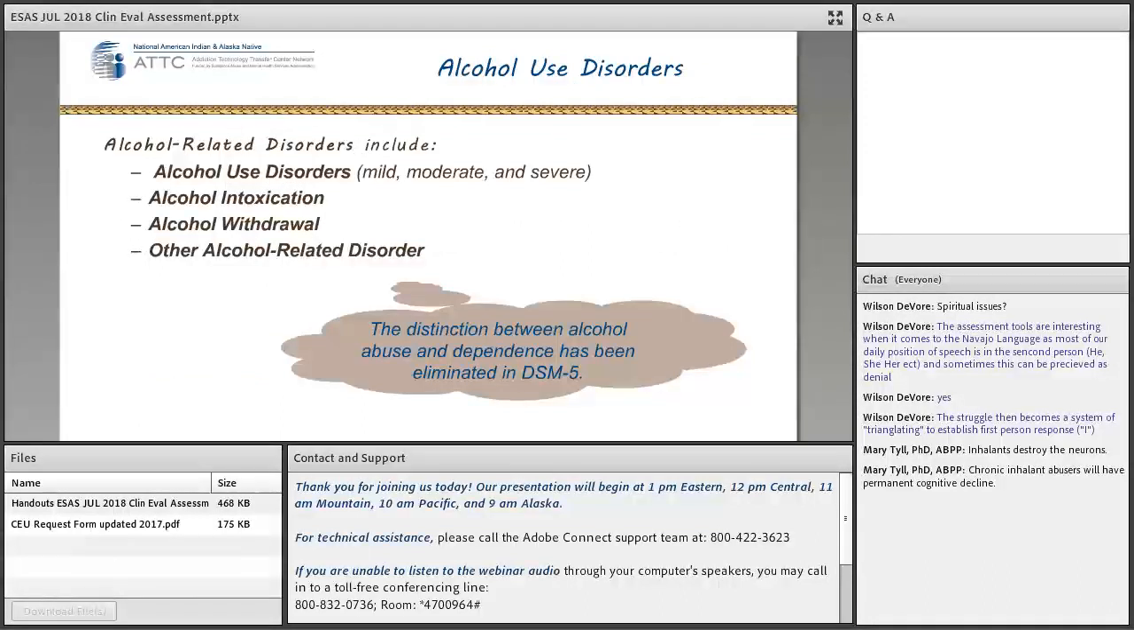Okay, so with alcohol use disorder in DSM-5, there's also alcohol-related disorder. They have alcohol use disorders, alcohol intoxication, or other alcohol-related disorders. Remember that these are going to be rated mild, moderate, or severe. The distinction between alcohol abuse and dependence has been eliminated from the DSM-5. Although abuse is a little bit different, because if they're abusing a certain substance, of course, it's just not within the diagnosis itself.